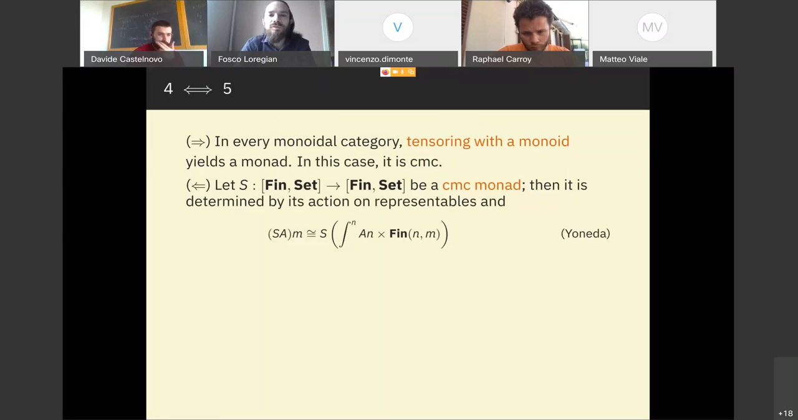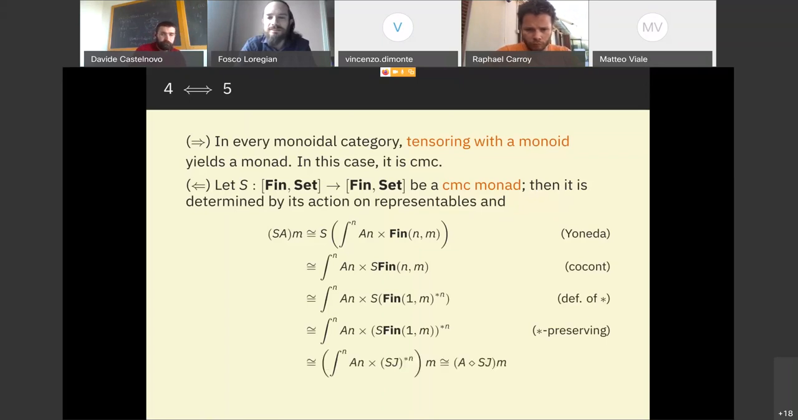And it's also possible to show that it is monoidal with respect to this other monoidal structure called convolution. I'm not giving you the definition, I'm just telling you the rough idea. The other implication is slightly more interesting, especially because you can do the computation just formally using Cohen calculus. I don't want to enter the details, but again, I just want to give you the idea.